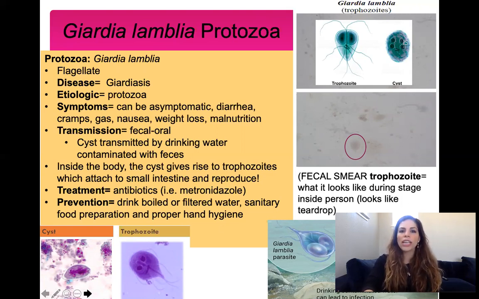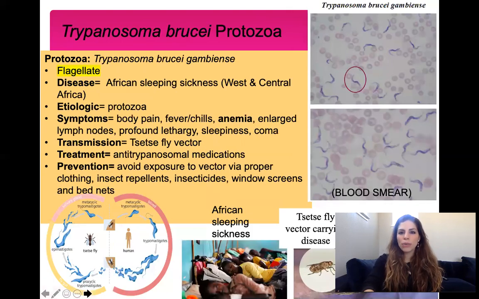So that's Giardia lamblia. The next protozoa or protist we're going to talk about is Trypanosoma brucei. This causes African sleeping sickness, and it's exactly what the name says.